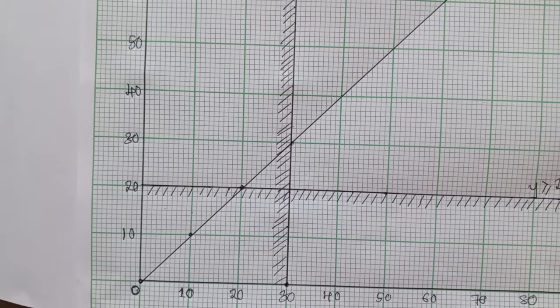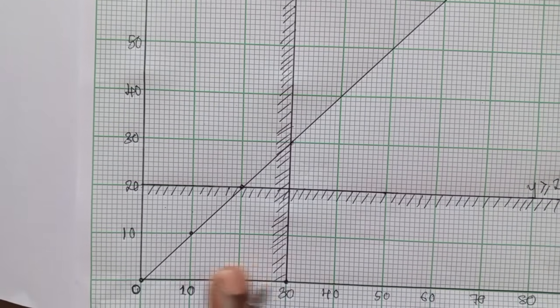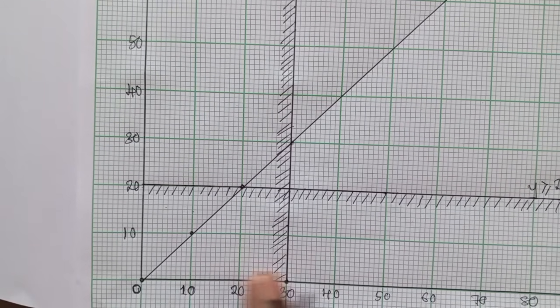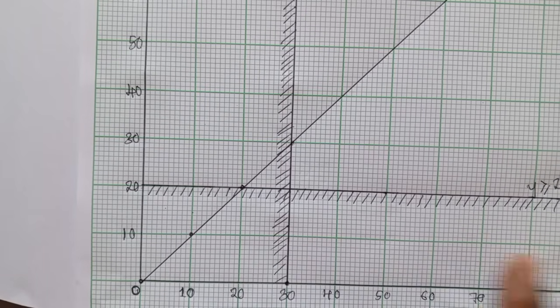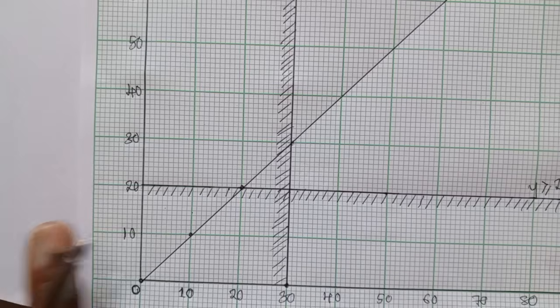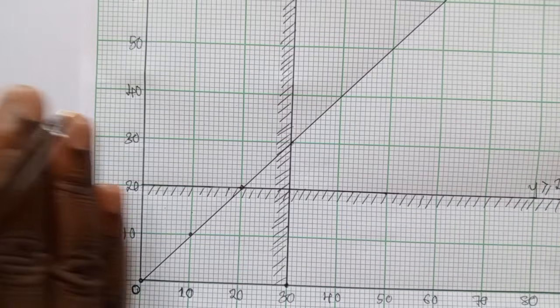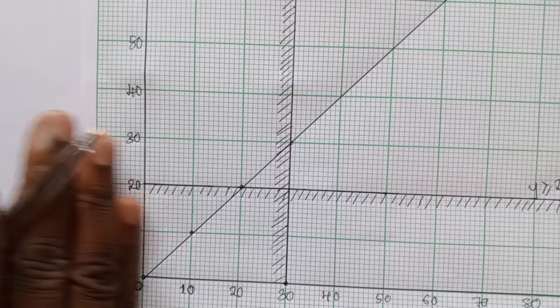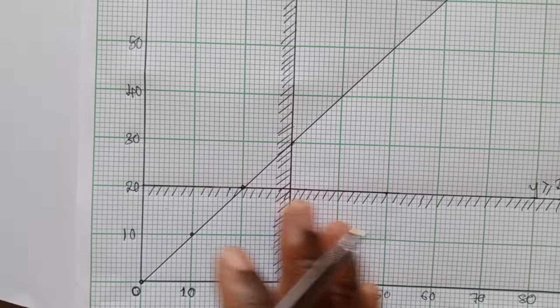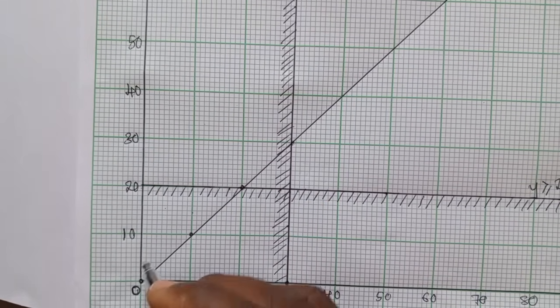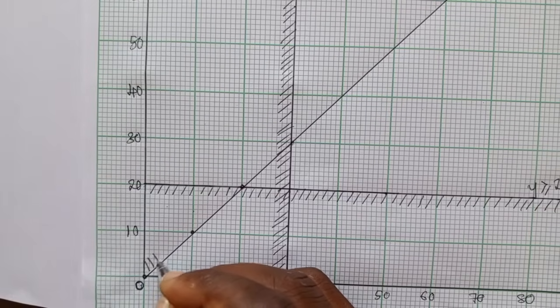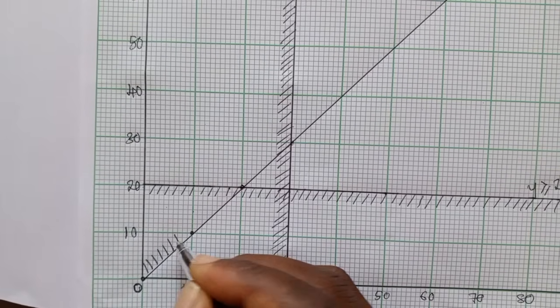So when you look at this x-axis, let's use the x-axis. This is the x-axis. Which side is greater when you follow the number line? You find that the right-hand side is greater, the left-hand side is less. So this side of the inequality is less, and this side is greater. So they said x is greater or equal to y. So we shall shade the opposite, which is, of course, this one.